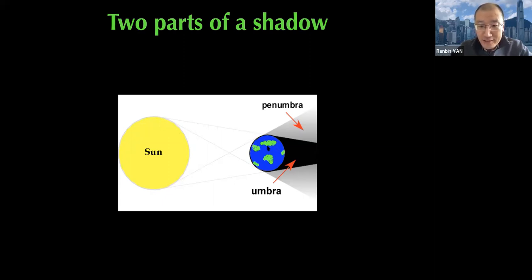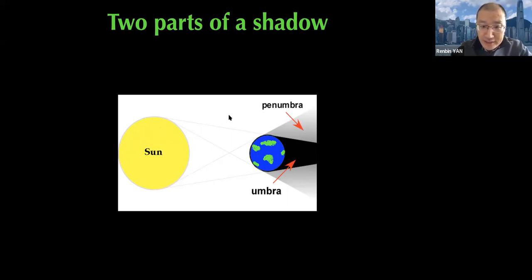So when the sun is casting a shadow for the Earth, the shadow actually has two parts. There is a part called the umbra. This is the darkest part of the shadow. Within this part, none of the sunlight can reach it. But there is also a part of the shadow that is only partially shadowed, and this is called the penumbra of the shadow. The shadow has two parts, umbra and penumbra.